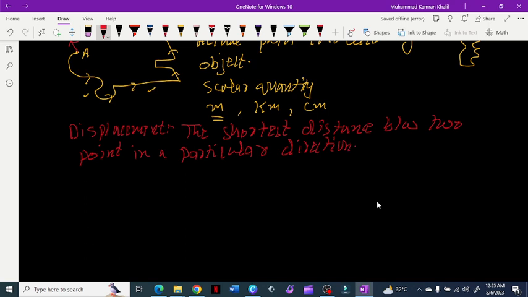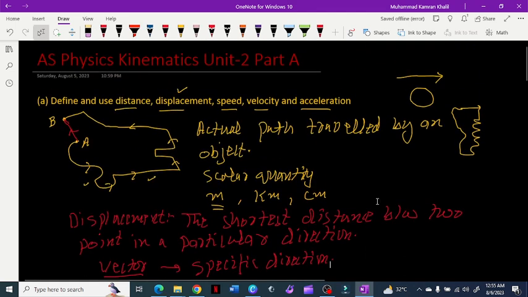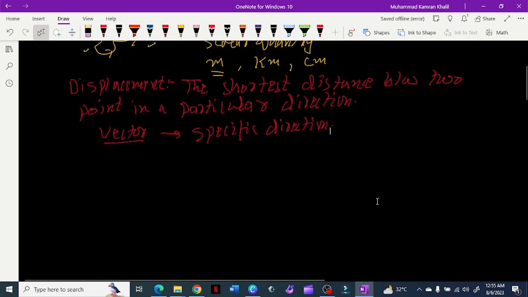Displacement is a vector quantity because it consists of a particular direction. So a specific direction is involved in the case of displacement. Now the question is, can distance and displacement be the same or can they be different? There are different examples.